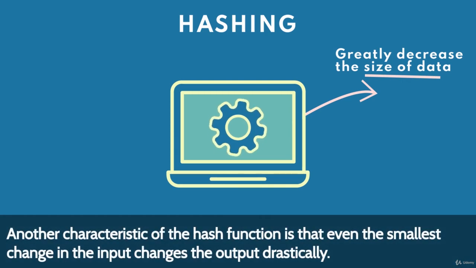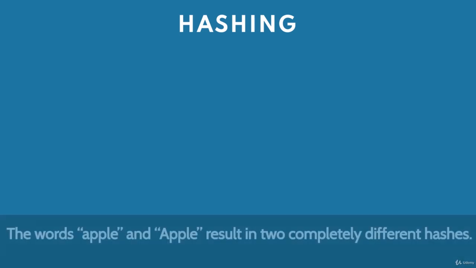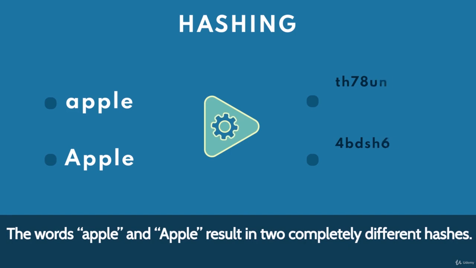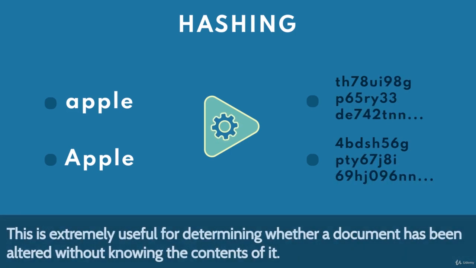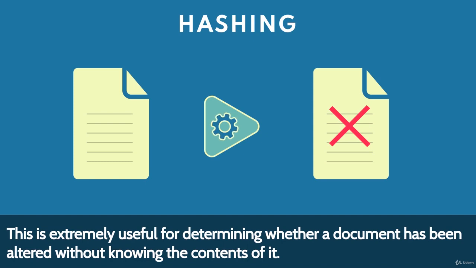Another characteristic of the hash function is that even the smallest change in the input changes the output drastically. Apple in lowercase and Apple in uppercase result in completely different hashes. This is extremely useful for determining whether a document has been altered without knowing the contents of it.